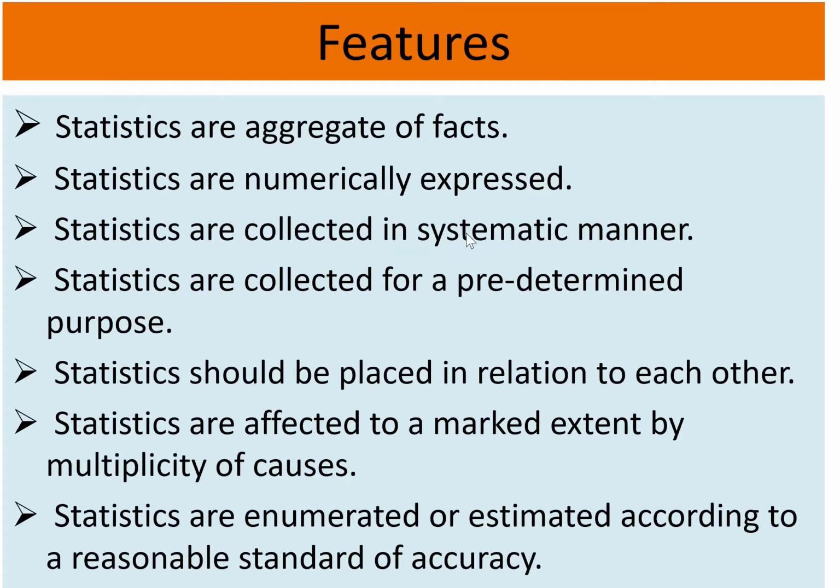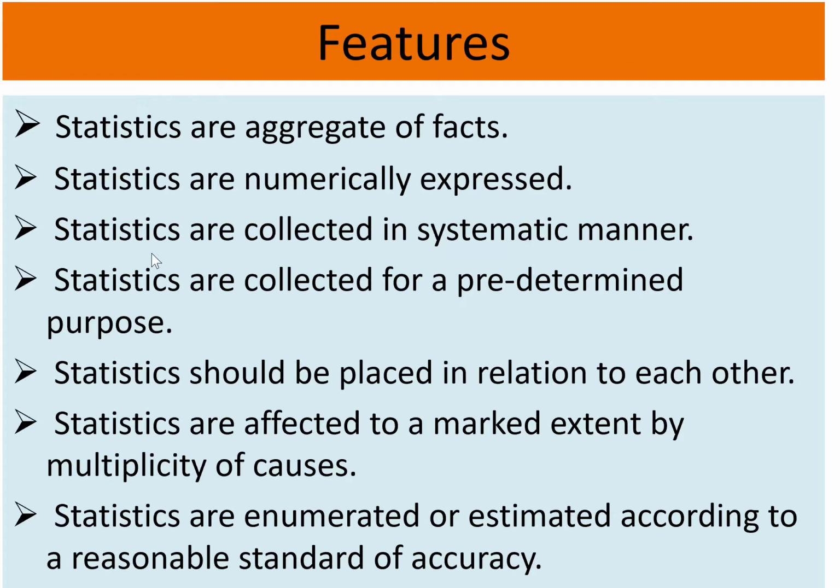Statistics are collected in a systematic manner. How do we collect them? There should be some methods; it has to be systematic. It is essential that data be collected according to planned and scientific methods. Facts and figures collected in a haphazard manner would likely lead to misleading results. That's why we use statistics in a systematic manner. Statistics are collected for a predetermined purpose.